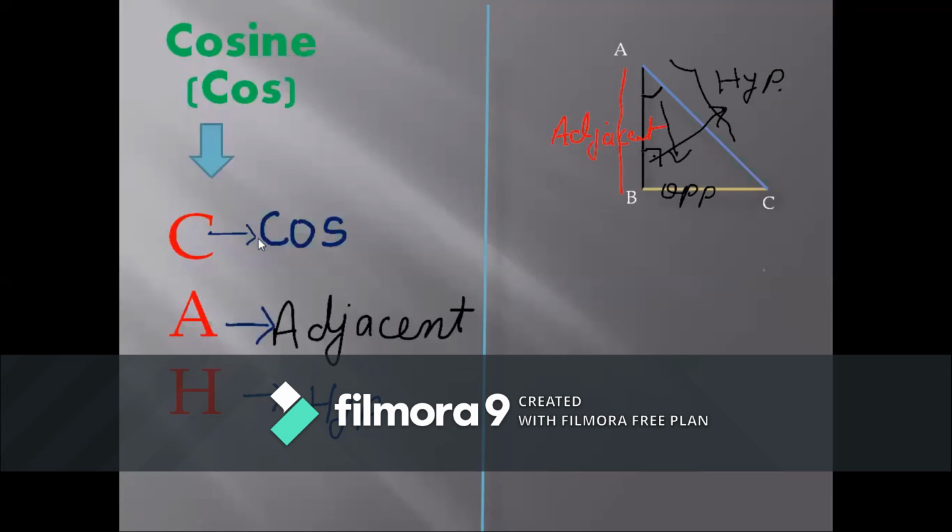Now if we look at the shortcut CAH, cos is equal to adjacent upon hypotenuse. This is the formula. We are looking from the angle A, so cos A is equal to adjacent upon hypotenuse. Using the sides of the triangle, you can write cos A is equal to AB, the adjacent, upon the hypotenuse AC.